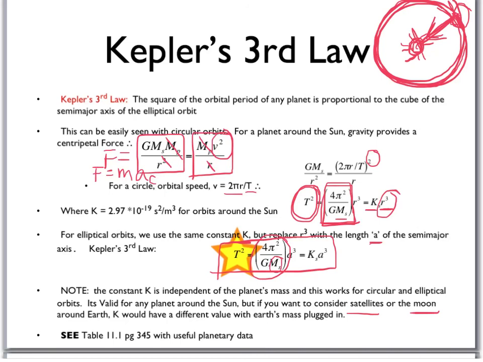If you take a look at table 11.1 on page 345, you'll see a lot of useful planetary data there that you can use as you begin to solve problems.